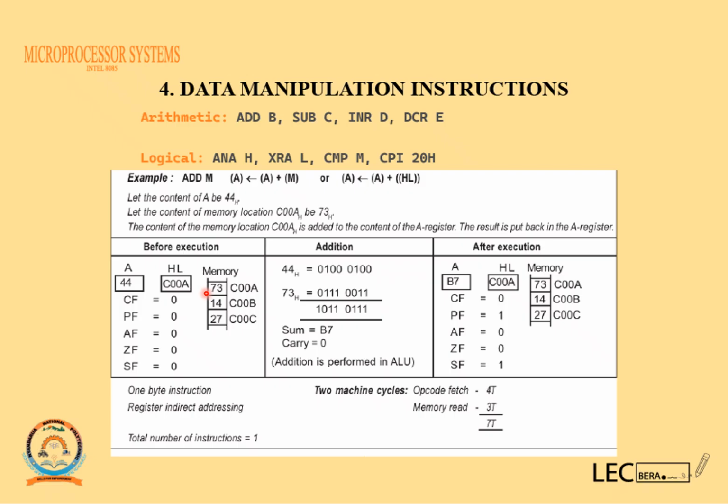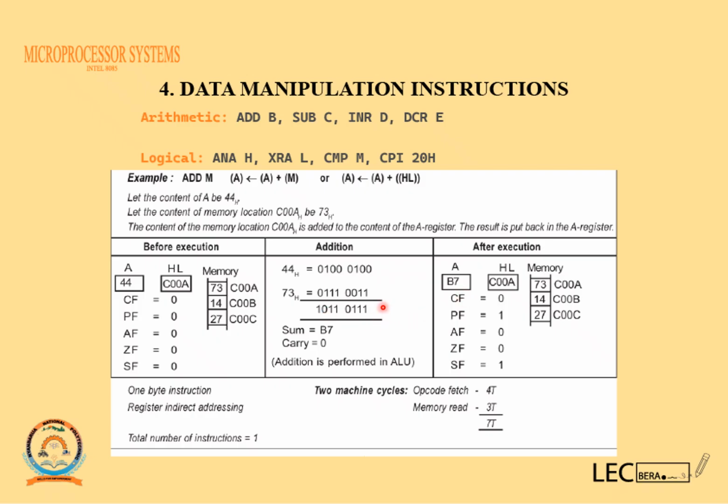So if you go to memory location C00A, that memory location contains 73, which is our data. So during the addition, this is what is going to be performed. We are going to get a sum which is 87, and then we don't have a carry. This is going to be done by the arithmetic logic unit. So we have a functional block inside the microprocessor which is going to carry out arithmetic operations, and it's called the ALU.